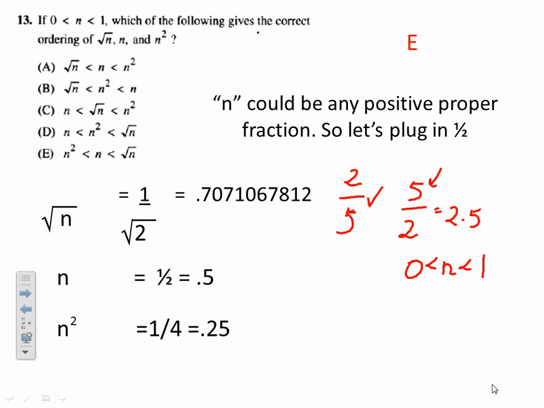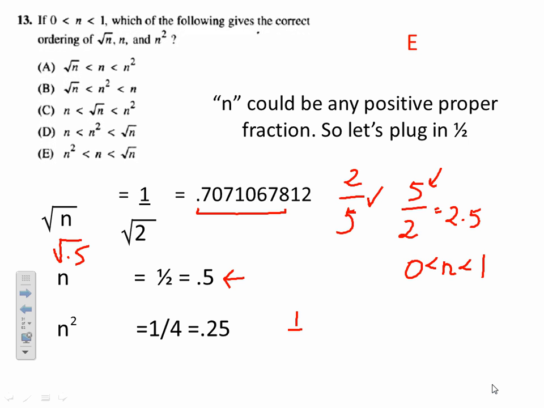Okay, so one of the best ways to go about doing this problem is just to pick a potential value for n. So 1/2 is an option. That would be 0.5, which we have here. And then you just plug in 1/2 into the square root of n. So the square root of 1/2, which you could just put in your calculator, and that will give you this decimal number. And then also n squared, you could do in your calculator.